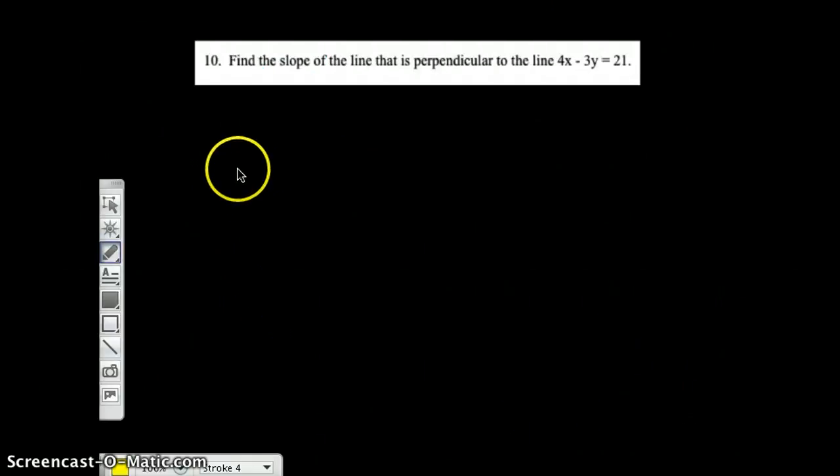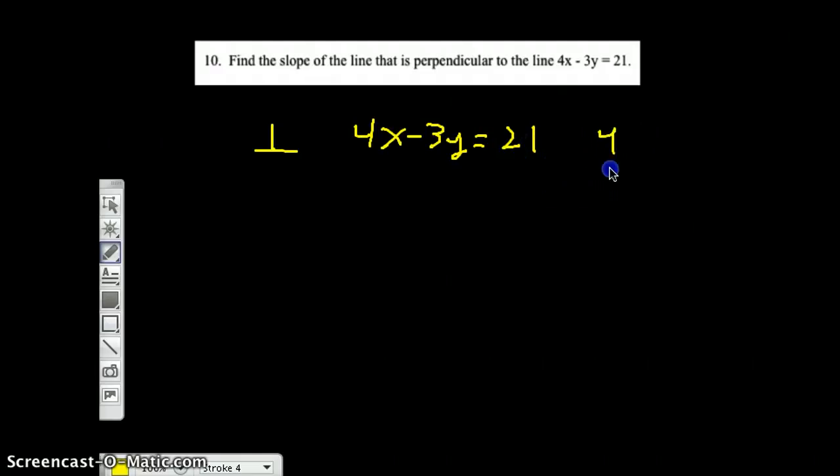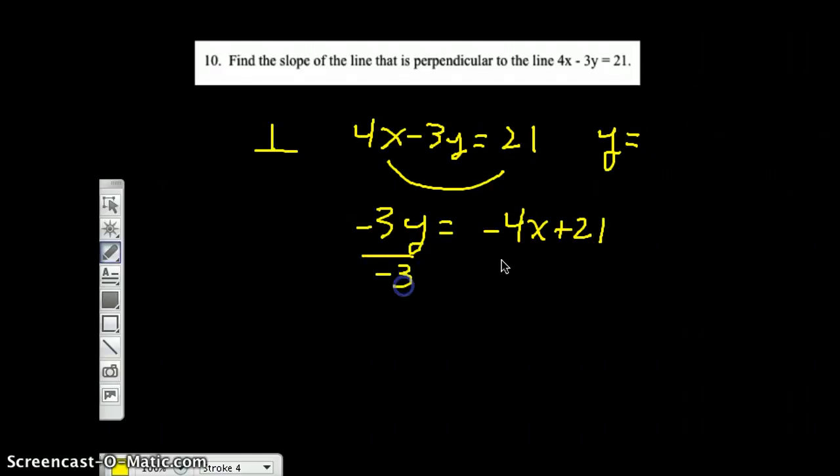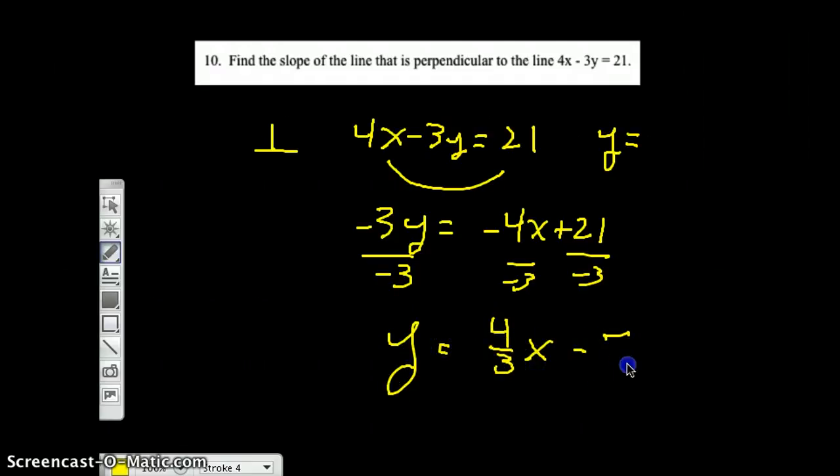Okay, question 10. Find the slope of the line that is perpendicular to the line 4x minus 3y is equal to 21. That tells us we need to solve this for y so we can find the slope. I would move the 4x to the other side. Negative 3y is equal to negative 4x plus 21. Then we divide by the negative 3, okay? Divide by negative 3. So y is equal to, that would be 4/3 x minus 7.